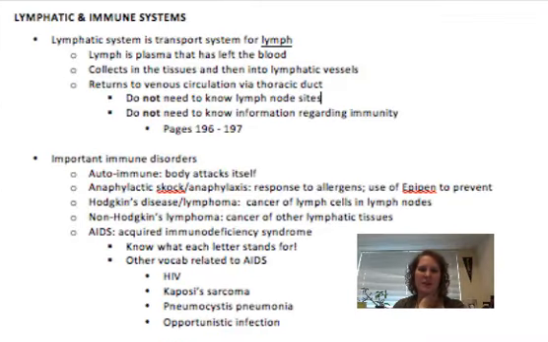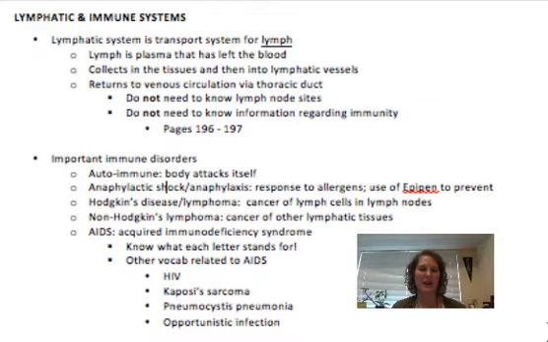So if we move down here a little bit to the bottom part of our page, you will see that there's some important immune disorders that I would like you to know. Some of these will probably be pretty self-explanatory, but we'll go over them anyway. An autoimmune disorder is when your immune system attacks itself. Auto, self, obviously. Anaphylactic shock, let's make that correction, or anaphylaxis is a response to allergens.